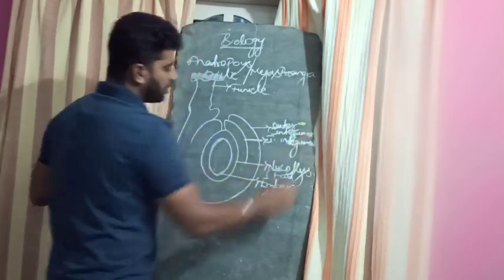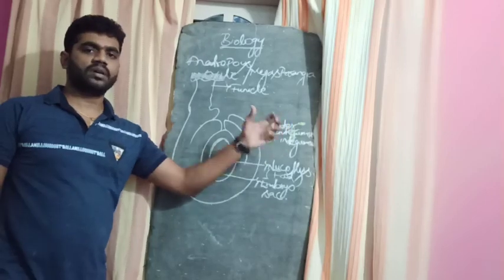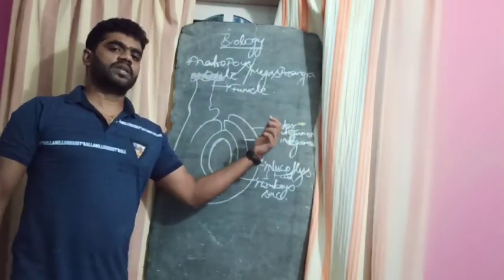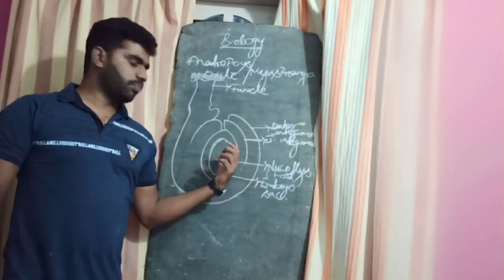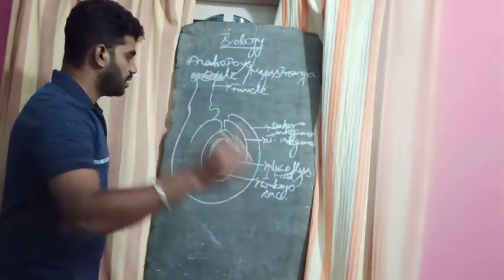This is the outer integument. These two are called integuments: the inner integument and the outer integument. And you should remember the function. The function of these integuments is to protect the embryo sac. They are protective in nature.